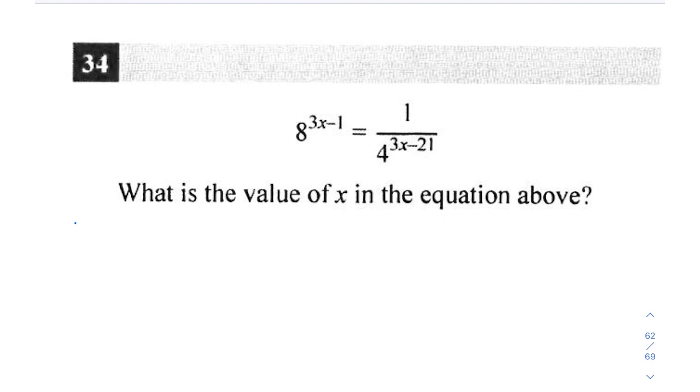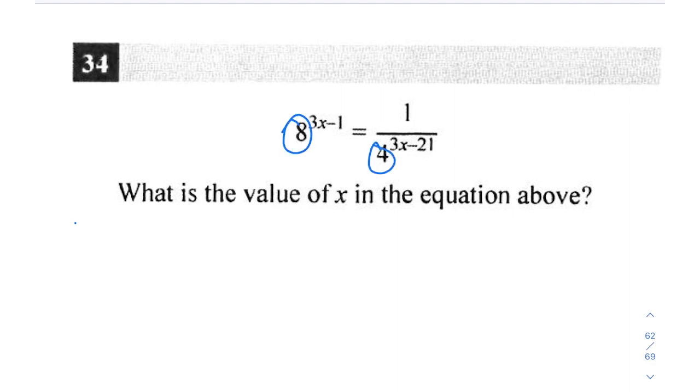So here we see that we have some exponents, and we have variables in our exponents. And that's actually a good thing, because there is an approach anytime you see this that you want to take. When you have variables in the exponents, you want to try to make your bases the same. And right now we have a base of 8 and a base of 4.